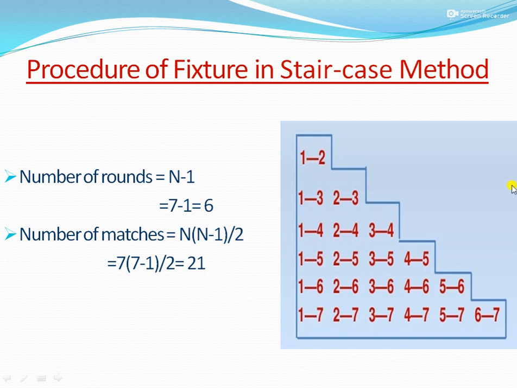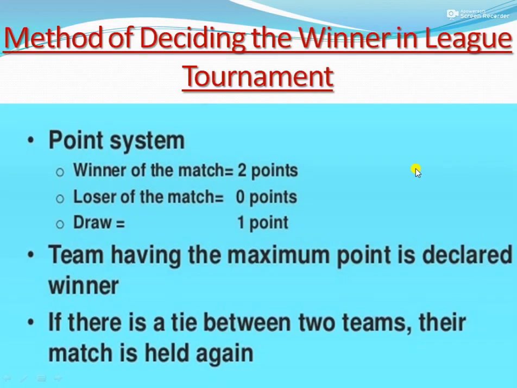This is the best method. Whenever you have any doubt, you can count the number of matches, or you can count the number of rounds, and you can decide whether you have drawn a good and right fixture or not. Here we have 1, 2, 3, 4, 5 and 6 rounds, right?